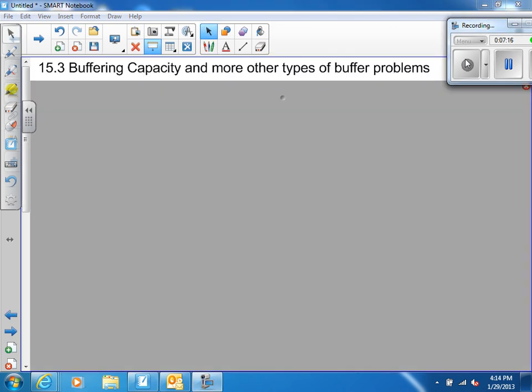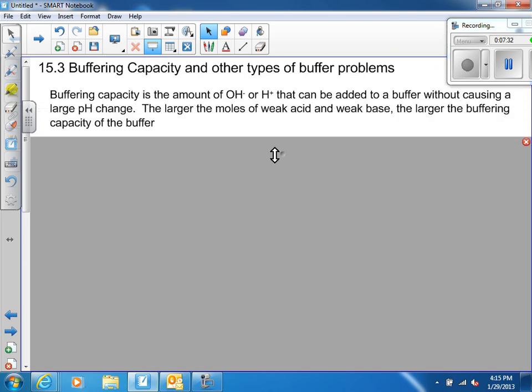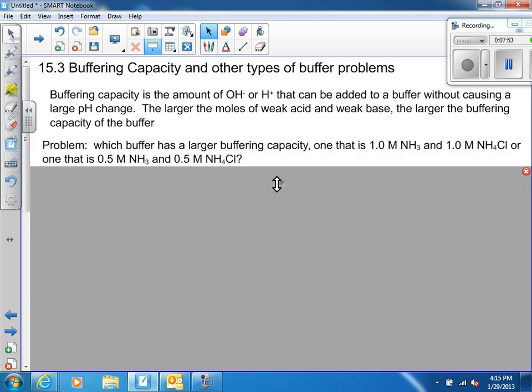Moving on. Section 15.3, buffering capacity and other types of buffer problems. First, what is this buffering capacity stuff? Here's your definition. The capacity of the buffer, or buffering capacity, is how much hydroxide or H plus protons you can add to a buffer without causing a large pH change. So the more moles you have of the weak acid or weak base, the larger the buffering capacity.